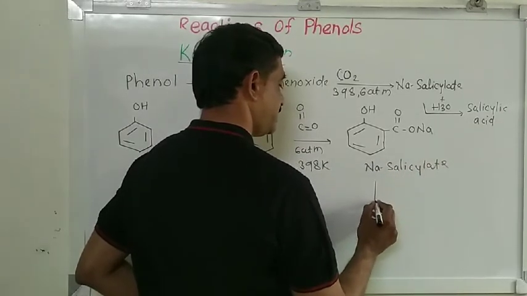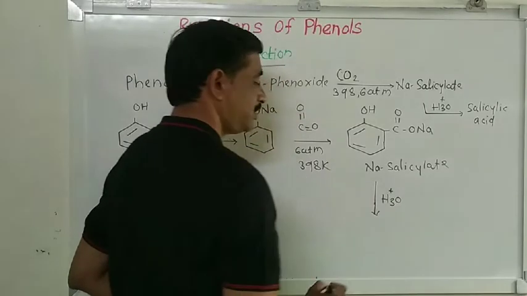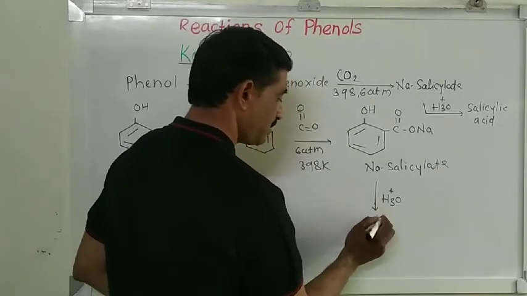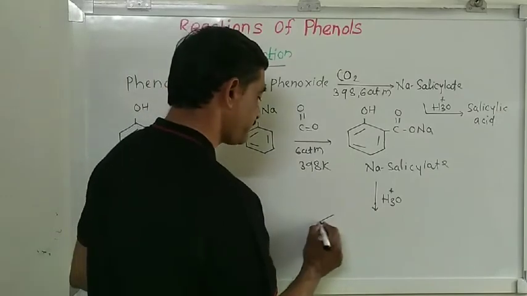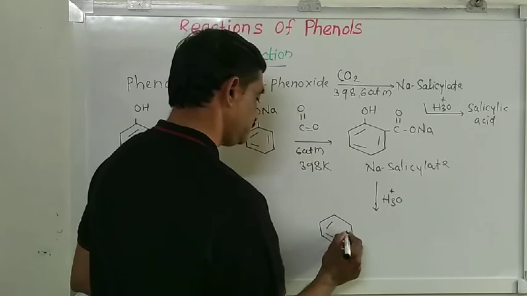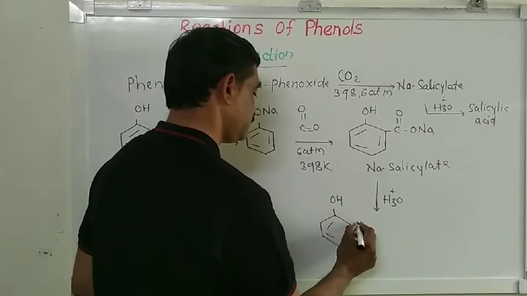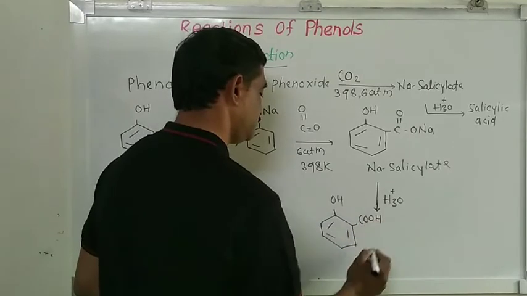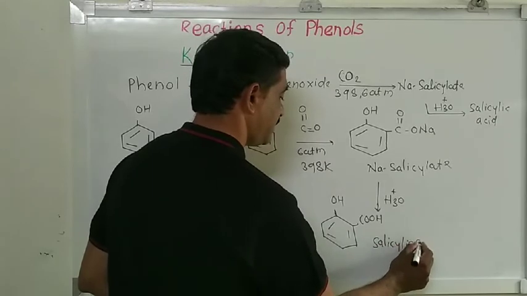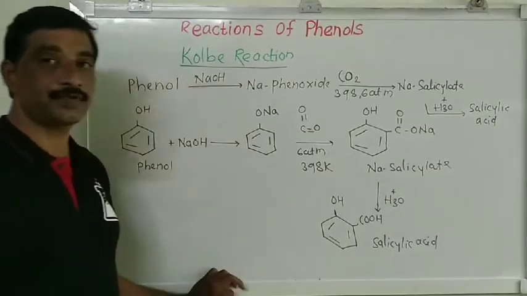and this sodium salicylate, on reaction with water in presence of acid, undergoes hydrolysis, acid hydrolysis, and it gives the final product. And this compound is known as salicylic acid. This reaction is known as Kolb reaction.